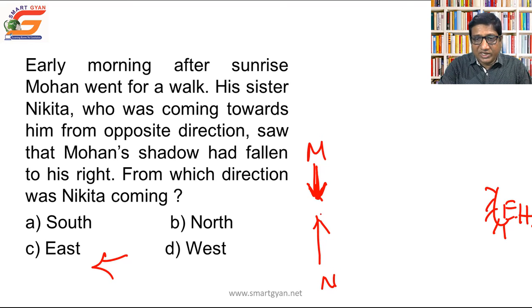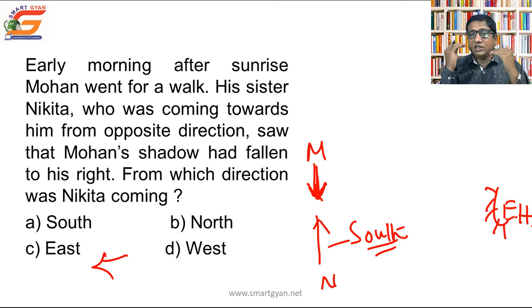Nikita was moving north or facing north, but Nikita was coming from south. Very important thing, Nikita was coming from south. She was facing north, but she was coming from south. Choice A is your answer.